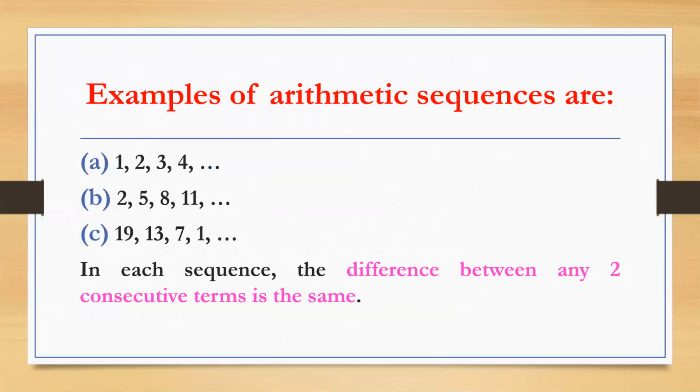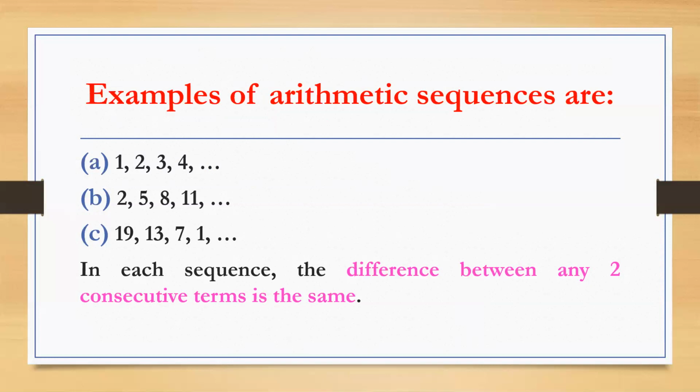Let us look at these examples. Part A, 1, 2, 3, 4, and so on. So here we need to add 1 to get the next term. Every time I will have to add 1 to get the next term. So the difference between any two consecutive terms will always be 1. Because we have the same difference, we call it an arithmetic sequence.